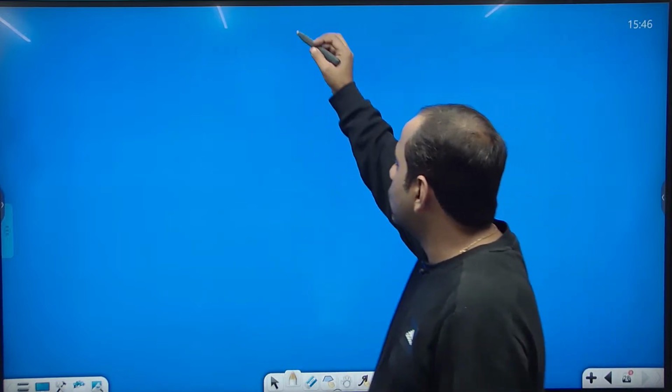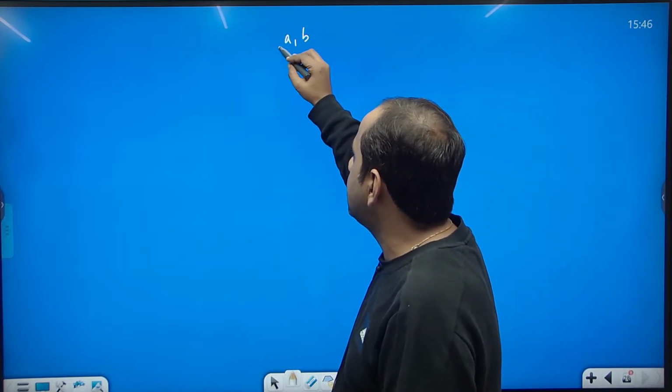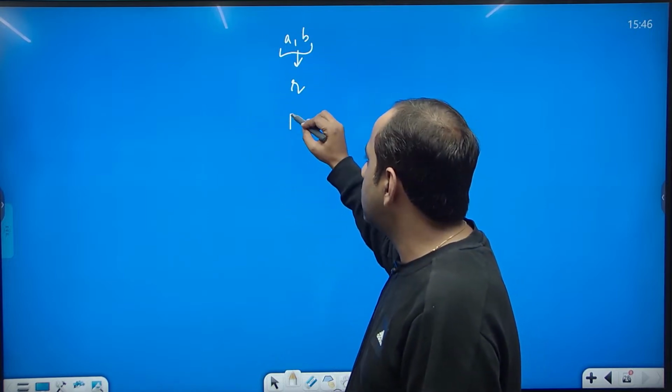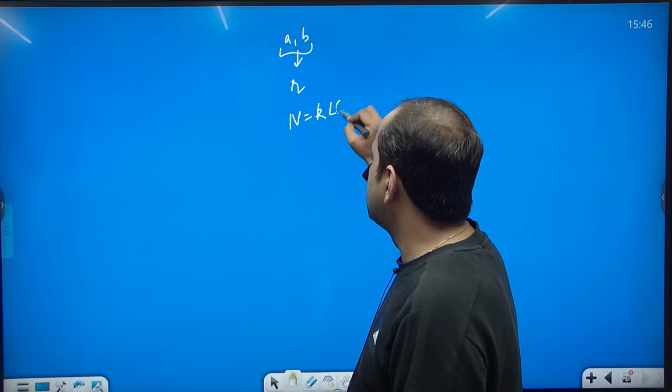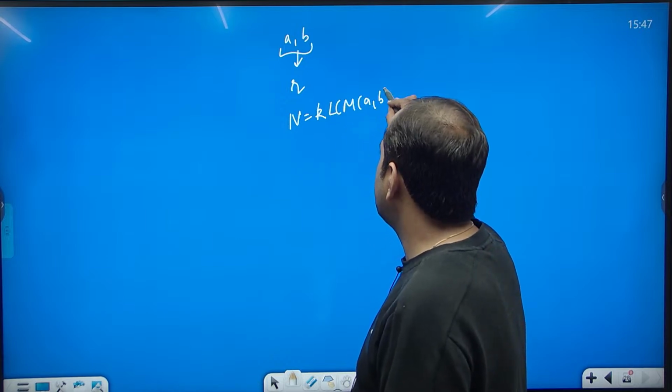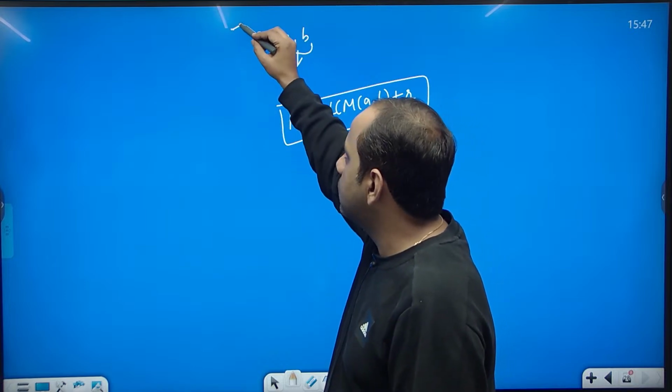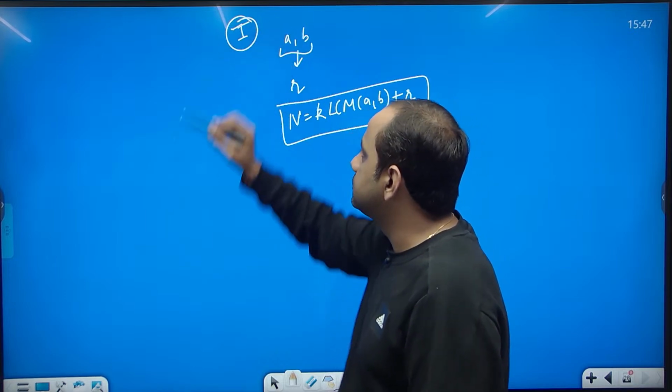तो the first type was when a number is divided by a and b leaving remainder r in each case, then number is of the form k into LCM of a and b plus r. ये किया ना फर्स्ट टाइप में. This is the first type of LCM question.